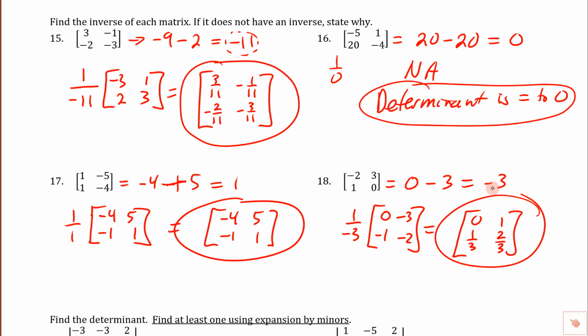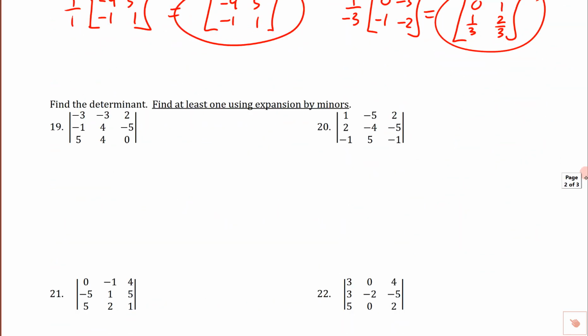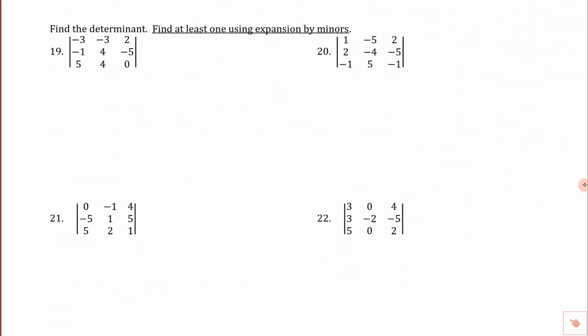And there we go. So we're all set with that one. Let's take a look at these guys here. Here we need to find the determinant again, but these are 3 by 3s, so a little bit more complicated than finding the determinant of a 2 by 2 like we had to find the inverse on those problems up above. So it does say find at least one using expansion by minors.